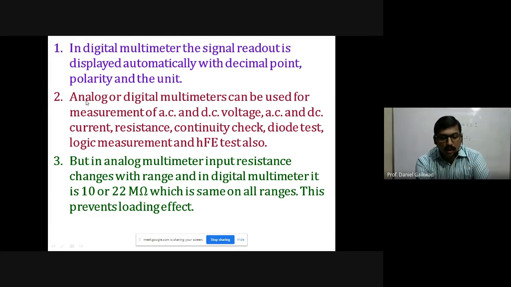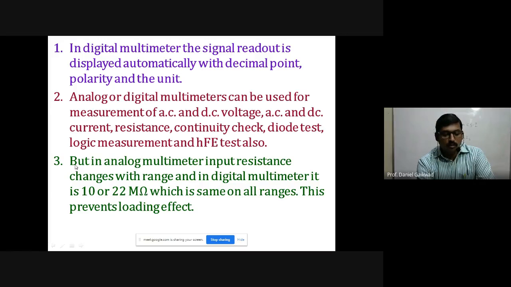Now, if we compare with analog, a digital multimeter can be used for measurement of AC and DC voltage, AC and DC current, resistance, continuity check, diode test, logic measurement, and HFE test also. Here we also have diode continuity: whether the circuit is connected or the circuit is broken somewhere, that continuity we can check. Already we know voltage, AC and DC current, resistance, diode also. We can test the diode here, and HFE, meaning the transistor, we can also check using either analog or digital multimeters.